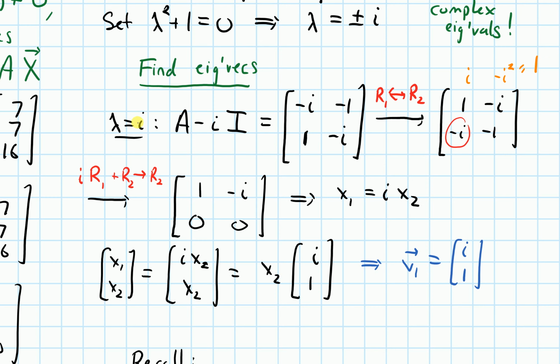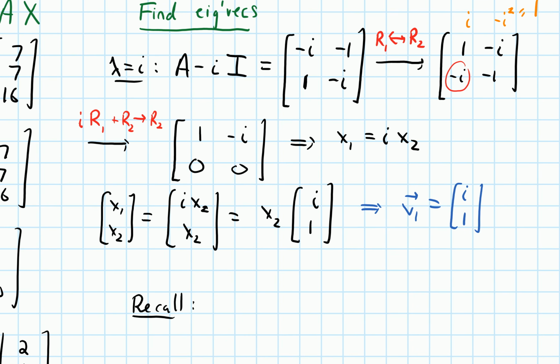Now let's talk about what the eigenvector would look like for the other eigenvalue, negative i. It turns out there's an important shortcut to getting that eigenvector. First I want to recall some terminology from algebra. The numbers i and negative i that we got for our eigenvalues are called conjugates.